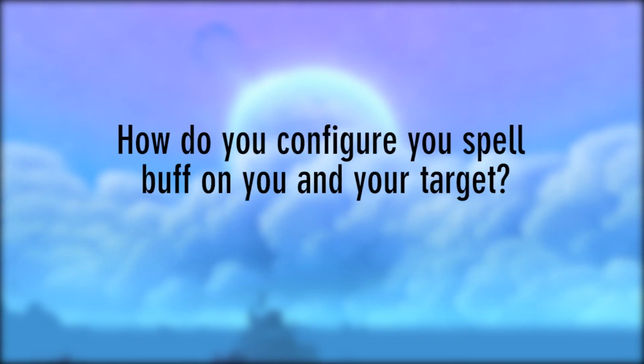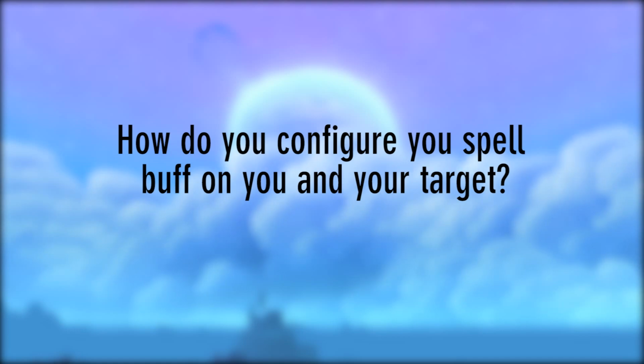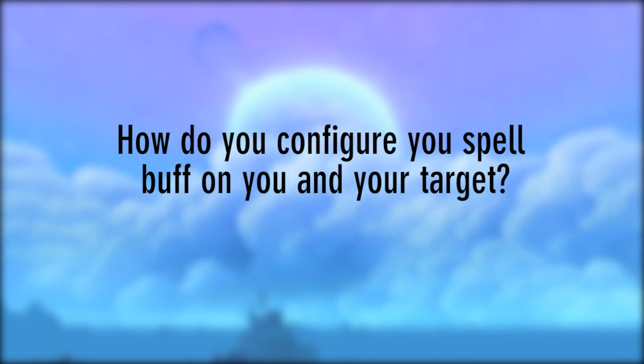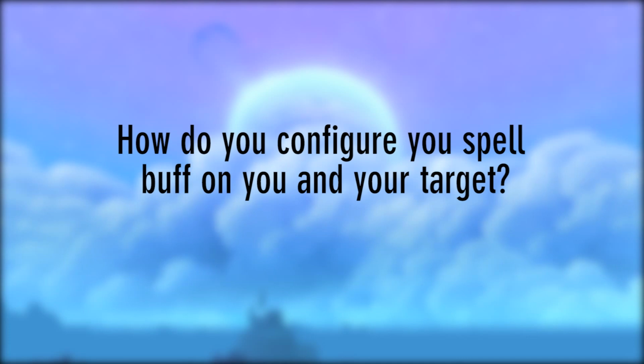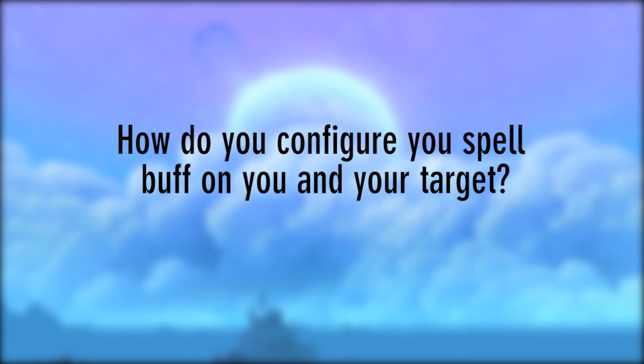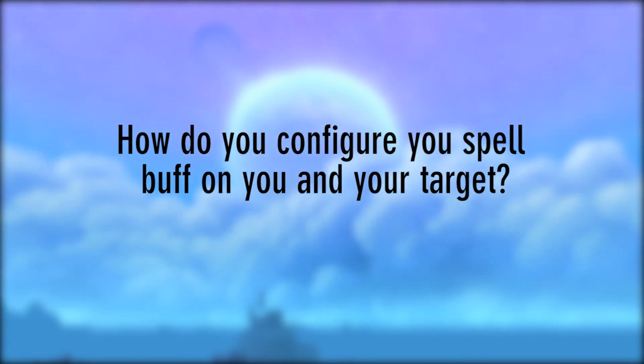Third question, how do you configure your spell buff on you and your target? Now, I'm going to assume that you're talking about my heal over time effects, and I could be wrong. And if I am wrong, let me know. That's what I went over a little earlier, the little tiny colored squares, like purple for rejuve, orange for wild growth, and green for your regrowth and your life bloom. That is set up by default by ElvUI, and you won't need to mess with it. It should be good to go from the fresh install if you are playing a Restoration Druid, so you don't need to worry about that.